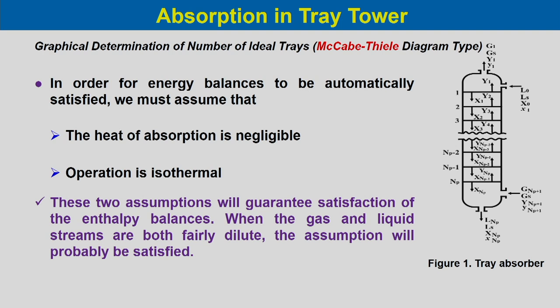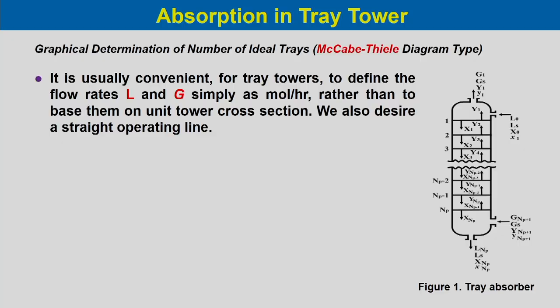These two assumptions will guarantee satisfaction of the enthalpy balance equation. When the gas and liquid streams are both fairly dilute, the assumptions will probably be satisfied. So, basically when we have a dilute gas mixture and the solute transfer is negligible, the change of heat due to the absorption is very small and we can consider isothermal operation of the column. Now, it is usually convenient for tray towers to define the flow rates L and G simply as moles per hour rather than based on the unit tower cross section, and we also desire a straight operating line. So, these are the things we need.